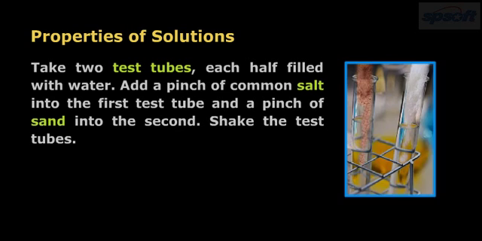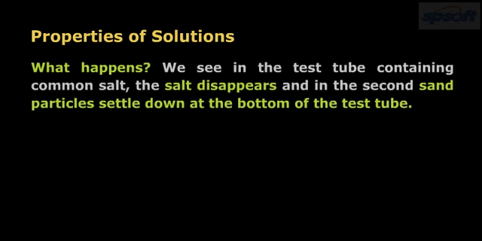Properties of solutions. Take 2 test tubes, each half filled with water. Add a pinch of common salt into the first test tube and a pinch of sand into the second. Shake the test tubes. What happens? We see in the test tube containing common salt, the salt disappears, and in the second, sand particles settle down at the bottom of the test tube.